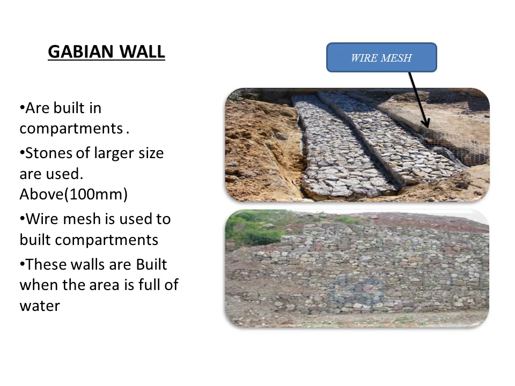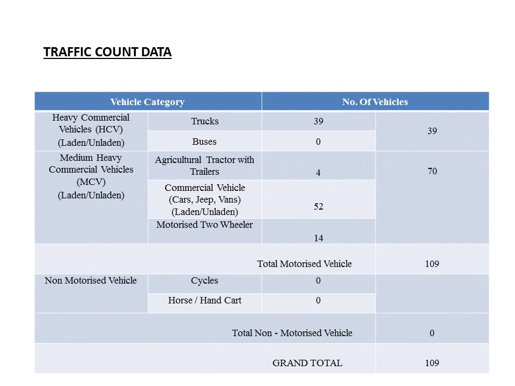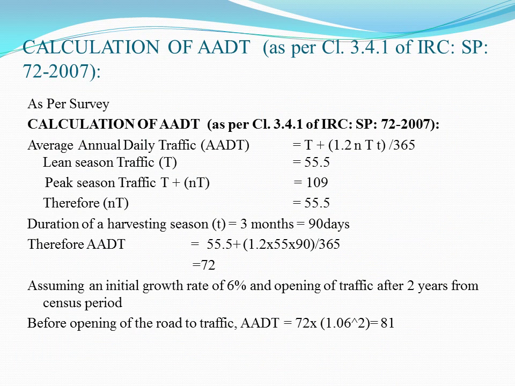Stones of larger size, above 100 mm, are used and are built in compartments. Now the design is as per flexible pavement. The flexible pavement has a base course and surface course, and it is dependent on traffic count data, which has been taken from the traffic control department. These are the calculations of average annual daily traffic, which is important for the flexible pavement.